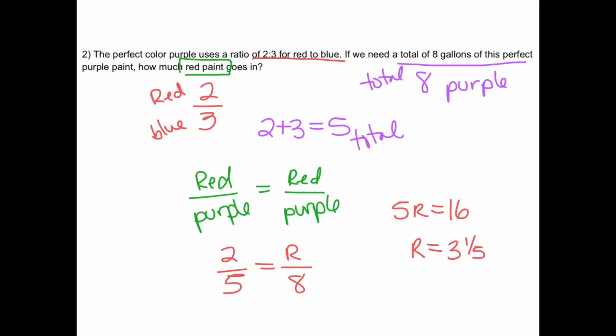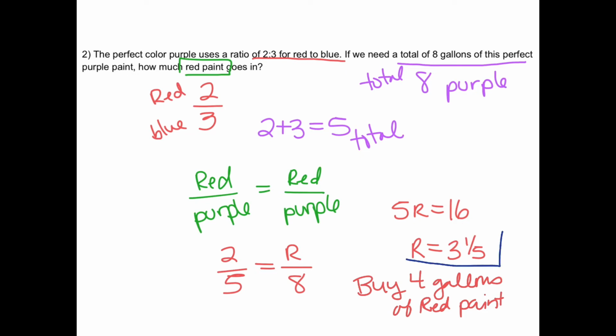Because you can't buy a fifth of a gallon of paint, I'm going to go ahead and say that we are going to need to buy 4 gallons of red, but we're just not going to use all of it. But we do need to buy 4 gallons of red paint. But the most correct calculated answer is that we need 3 1/5 or 3.2 gallons of the red paint to get the perfect purple for 8 gallons.